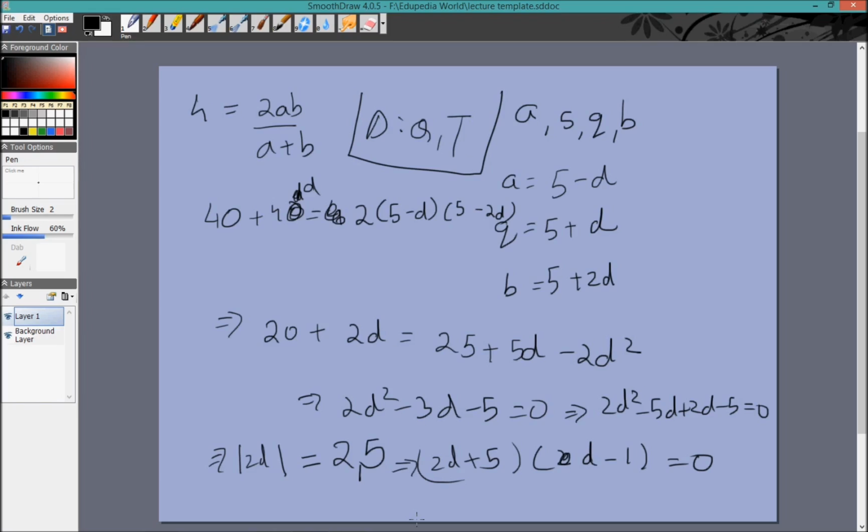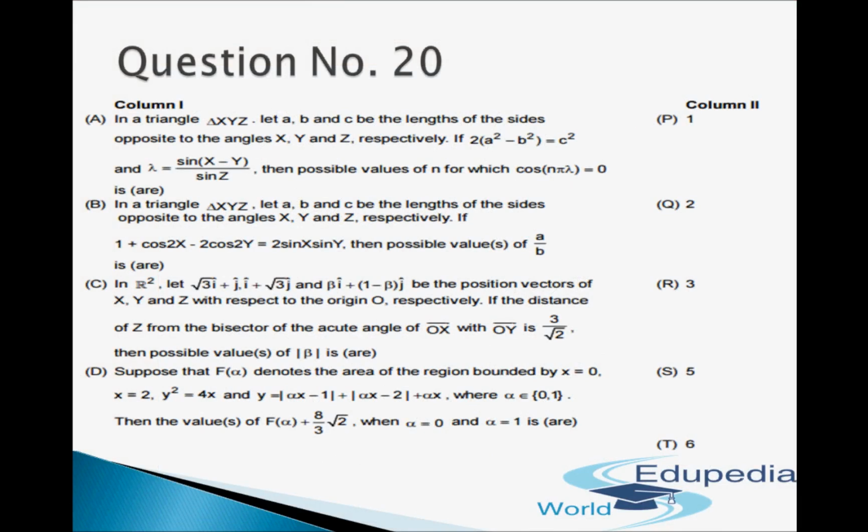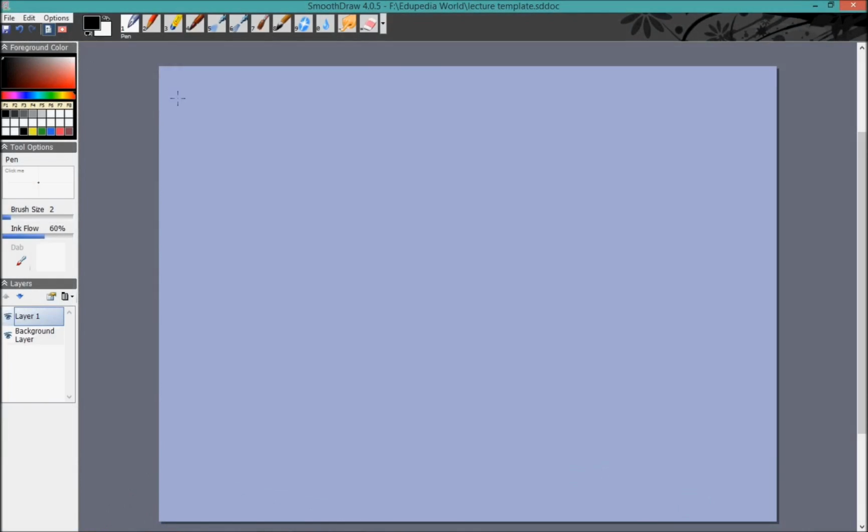Now the final question is left. The last match the following question. Let's look at the first part A. And it says let A, B and C are the sides of a triangle. We are given 2 times A square minus B square is equal to C squared. That means 2 times A squared minus B squared is equal to C squared.